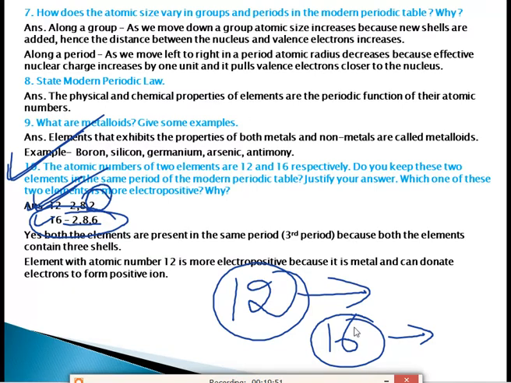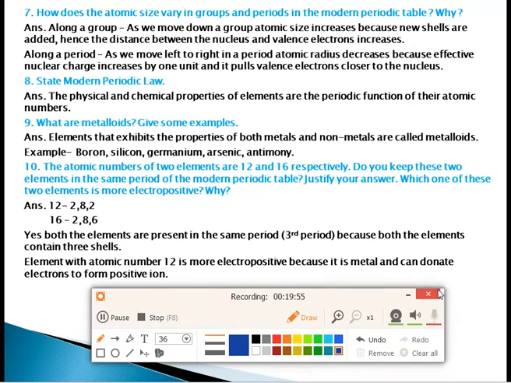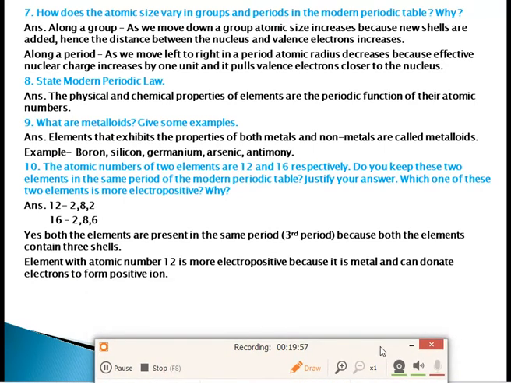Okay, so that's all. I have discussed 10 questions over there. I hope you have understood all the questions. Moreover, I want to give just a brief review of the chapter. See, Dobereiner's triads we have already discussed. If the question is asked, state Newland's law of octaves, what statement will you write for that?